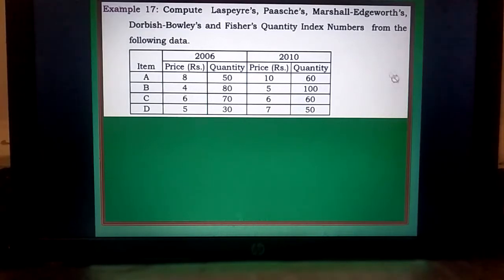The data has been given in this way. 4 items A, B, C, and D. 2006 and 2010, the years are given. So obviously 2006 will be base year and 2010 will be current year. And both in 2006 and 2010, prices and quantities are given. Price and quantity in 2006, price and quantity in 2010. So now obviously once 2006 has been taken as base year, these price and quantities will become P naught and these as Q naught.